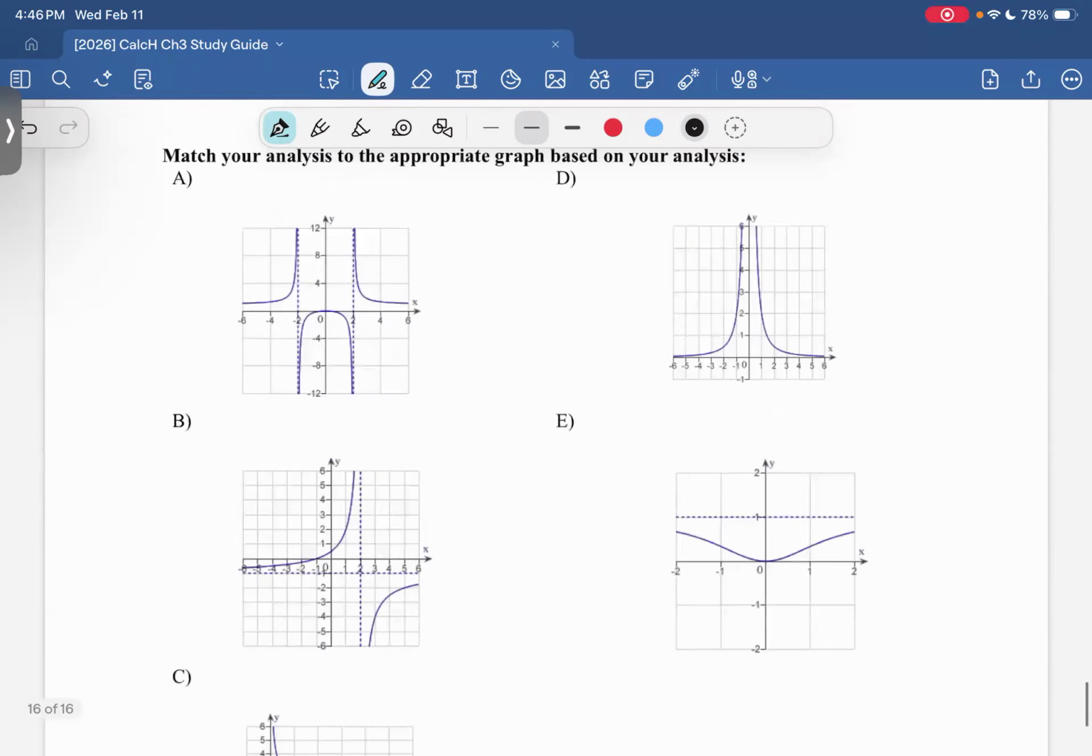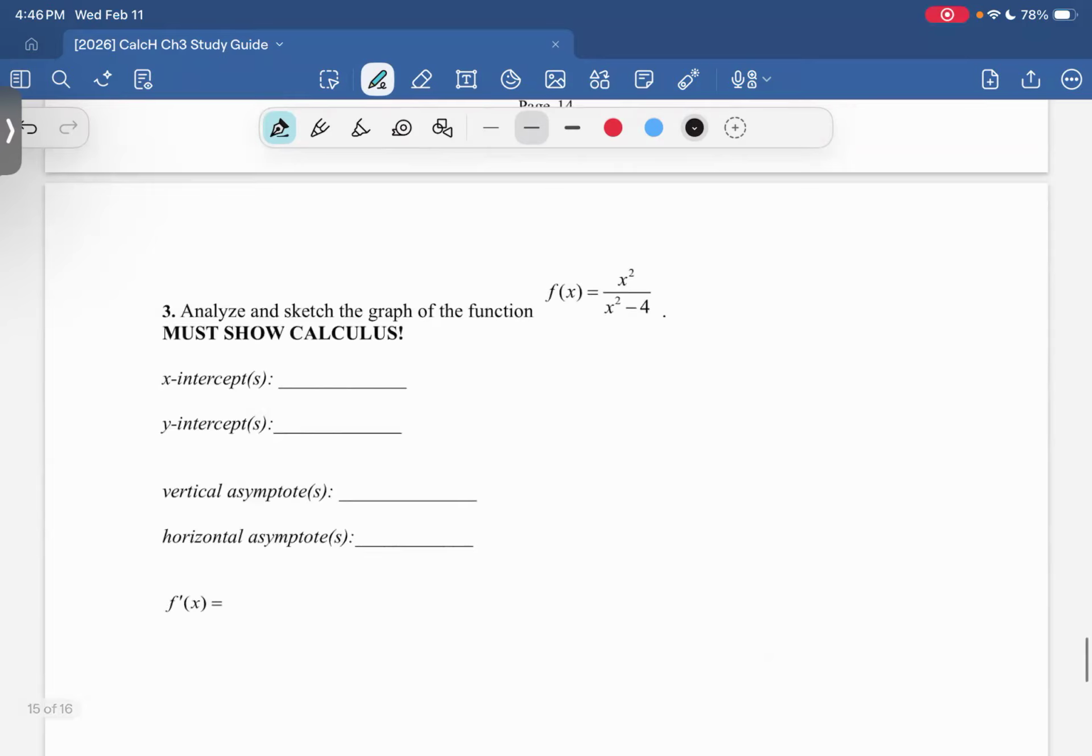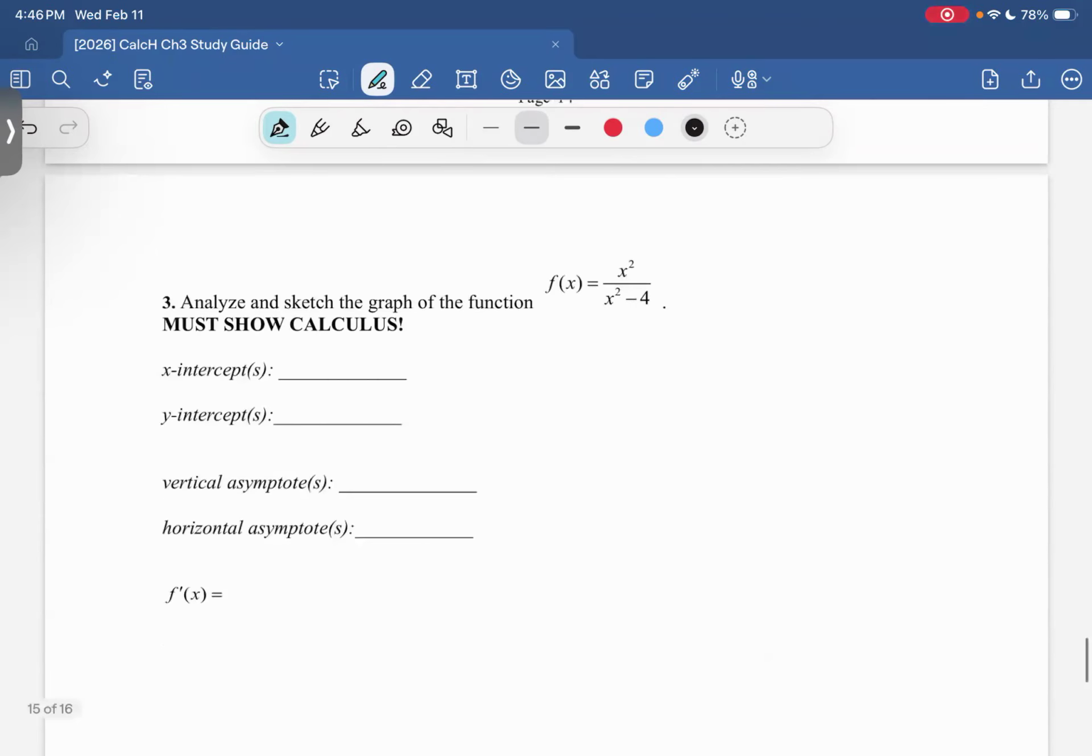Okay, some curve sketching here, isn't that right? How fun. Okay, x-intercepts. We have an x-intercept whenever the function is equal to 0. And so when does the function equal 0? x squared over x squared minus 4 equals 0 only when the numerator equals 0. So that's when x equals 0.